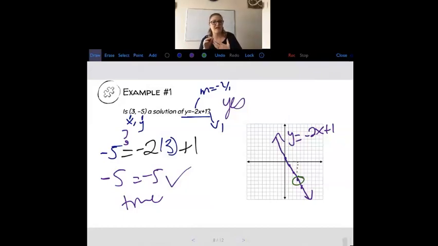Sometimes the graphs, depending on the slope and where it's falling, might not be definite, but it's definitely a visual tool that you can use. Okay, sometimes it's obviously not on the line, sometimes it's iffy, depending on what we're working with.